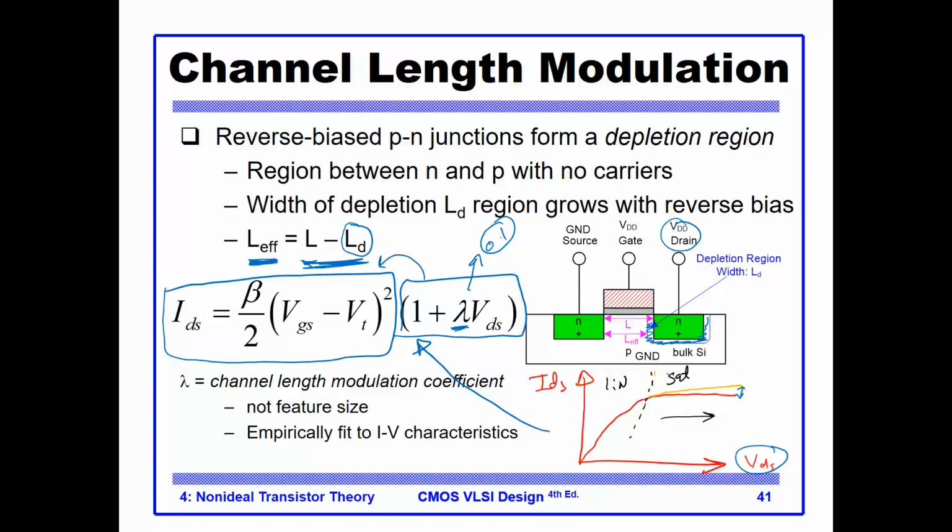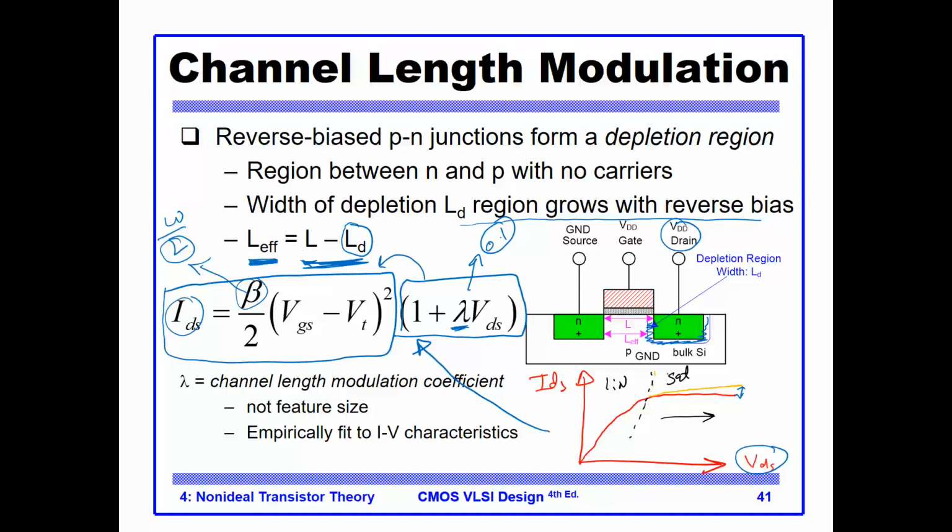And when we reduce the effective length of the channel, the current tends to slightly increase. So it's because the depletion region grows around the drain as you increase the VDS, causing the L effective to reduce, causing the current to increase. Remember, this beta here has a term which is W over L. So if this is reduced, then beta will go up, and then IDS will increase as well.